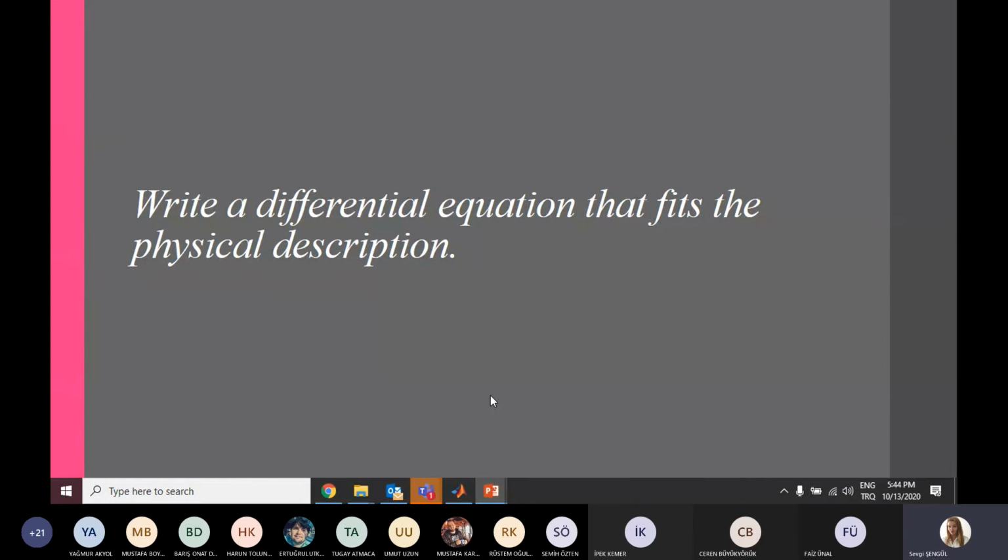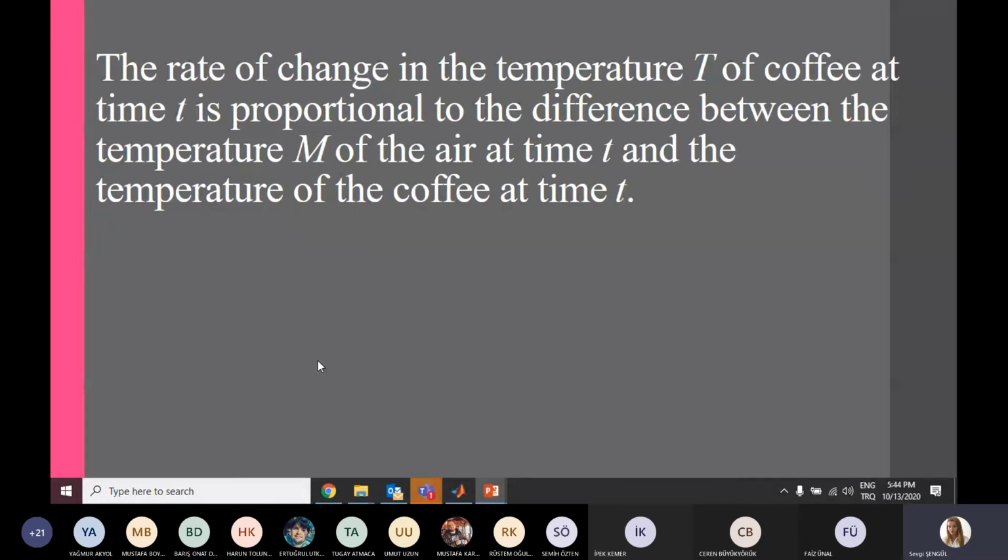So you can try by yourself with these models. Let's look at that model. The rate of change in the temperature T of a coffee at time t is proportional to the difference between the temperature M of the air at time t and the temperature of the coffee at time t. First, you need to read and understand the question, and then try to model.